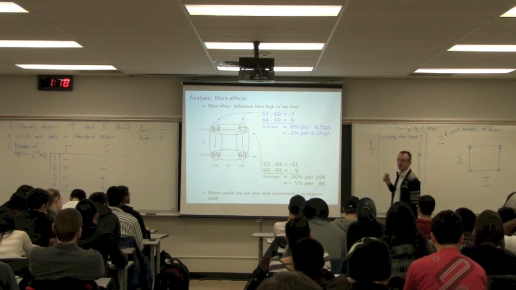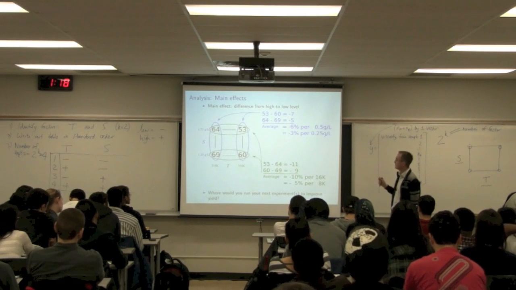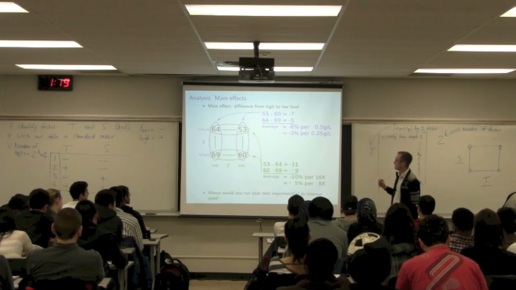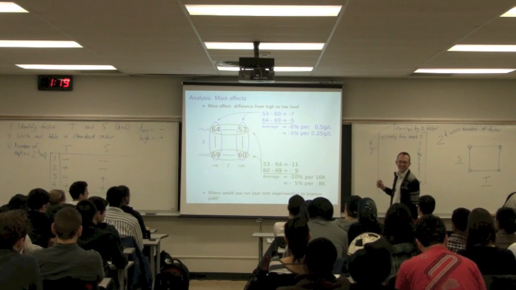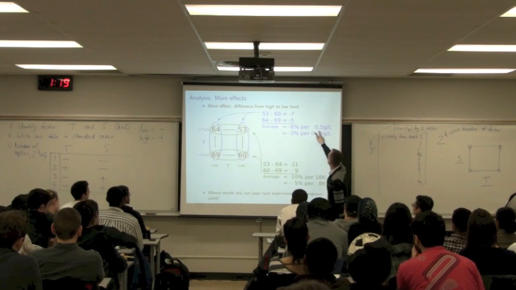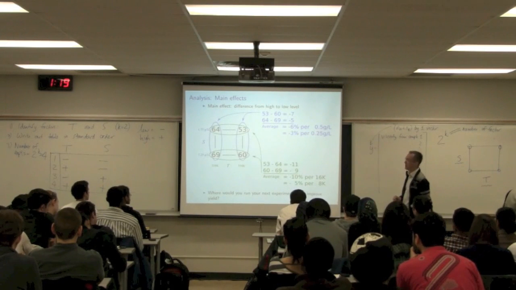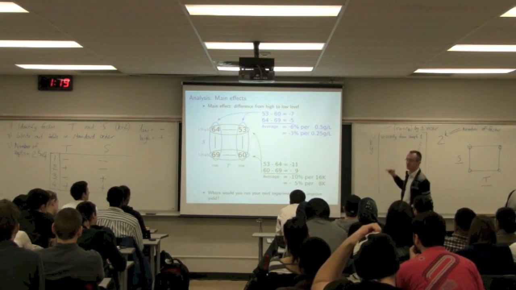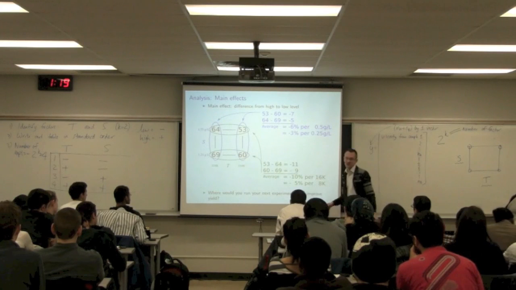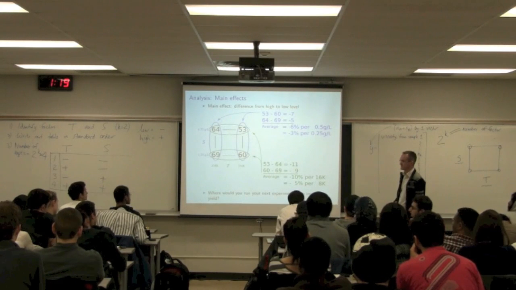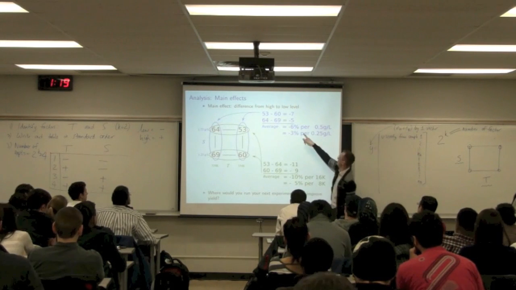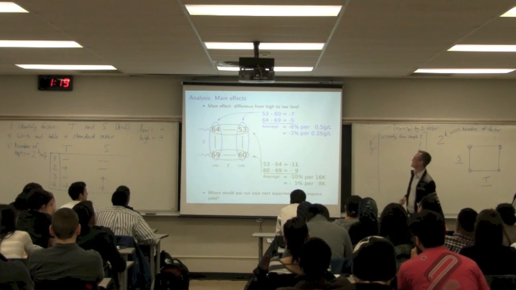I get a 6% decrease in yield when I change substrate by half a gram per liter from its high value to its low value. So in other words, if I decrease substrate by half a gram per liter, I'm going to get a 6% decrease in yield. That's it. Okay, so let's try to say it again. I get a 6% decrease in yield when I decrease substrate concentration.